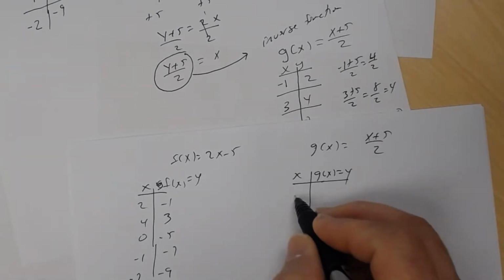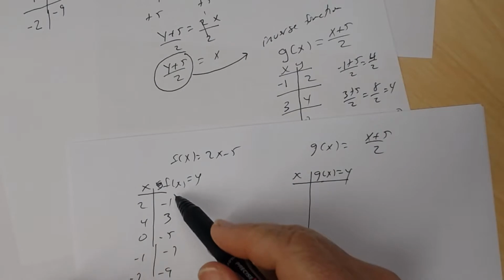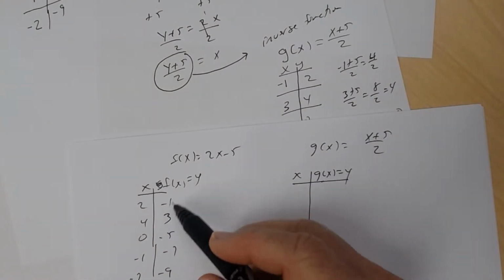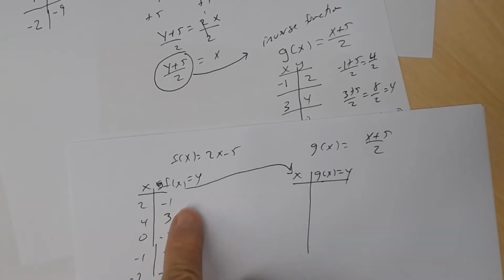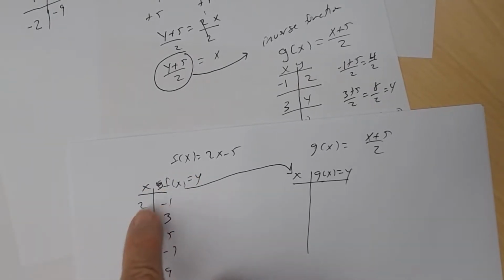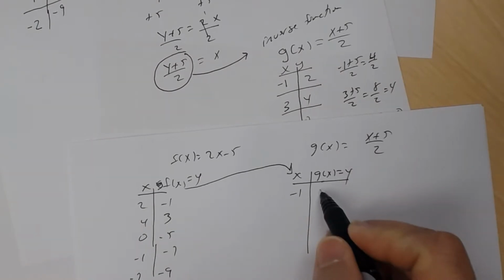Okay? But I want you to notice that as we substituted these y values, these y values became my x's here. Remember, we're trying to undo what this function did. So if this function brought 2 to negative 1, then it's got to undo it. So it's got to bring negative 1 back to 2. So hence, negative 1 returned back to 2.